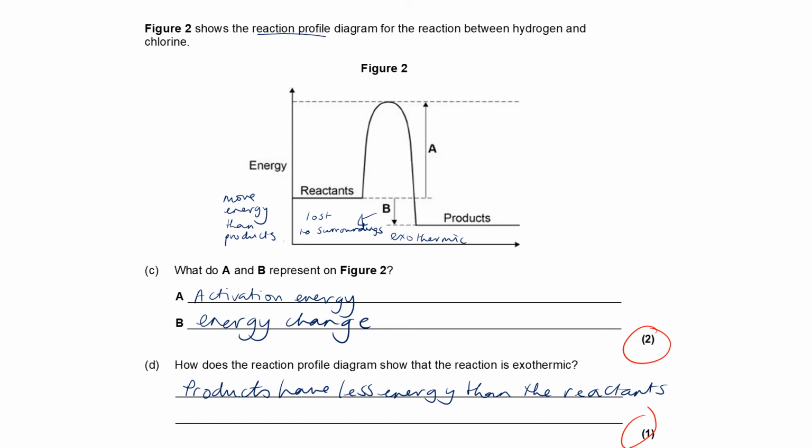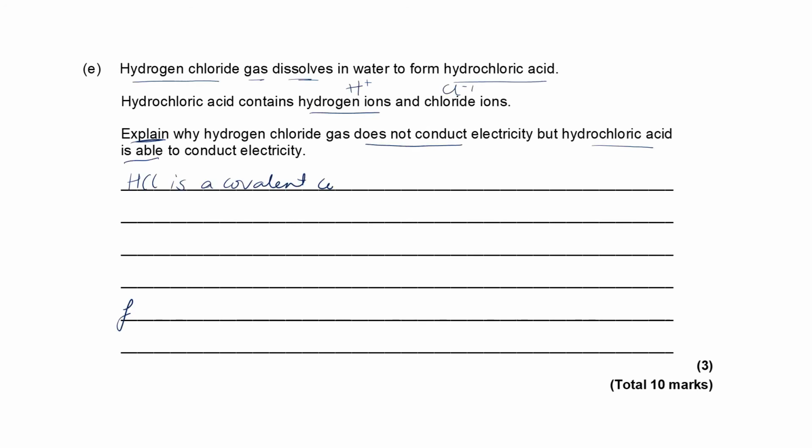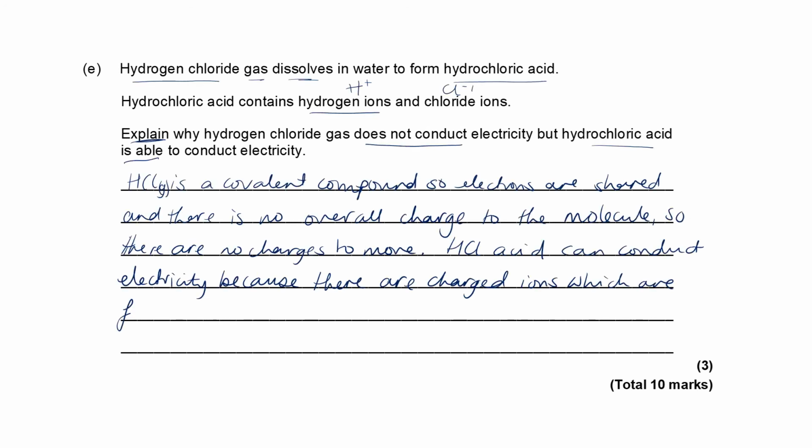And then part E, it says hydrogen chloride gas dissolves in water to form hydrochloric acid. Okay, hydrochloric acid contains hydrogen ions, so straight away I know hydrogen is H plus, and it says and chloride ions, and I know chloride ions are Cl minus 1. Explain why hydrogen chloride gas does not conduct electricity. Well, I've already said that it is a simple covalent substance, and I know they don't conduct electricity because the electrons are shared and therefore locked into the bond. They're not free to move.